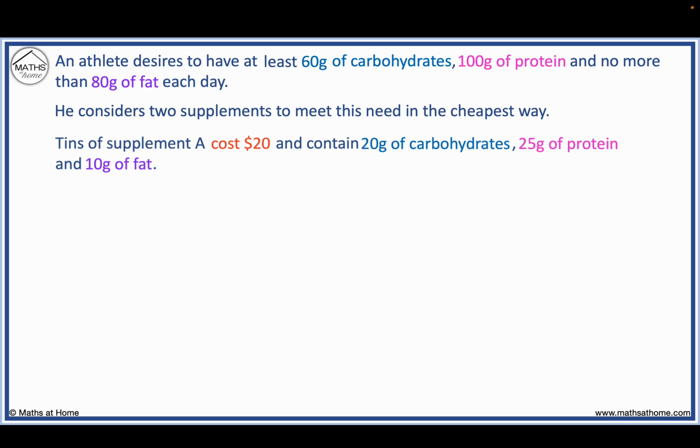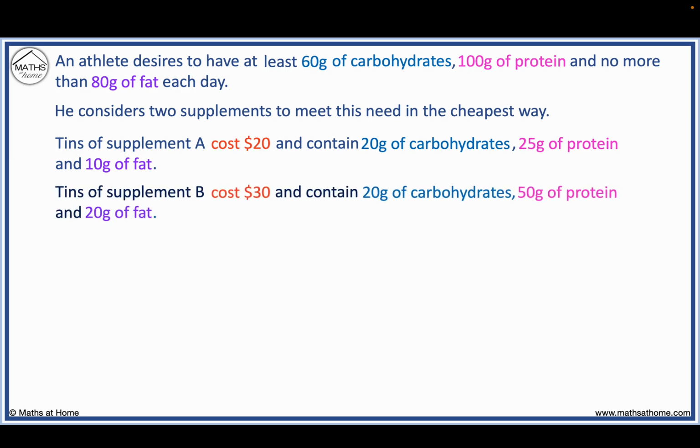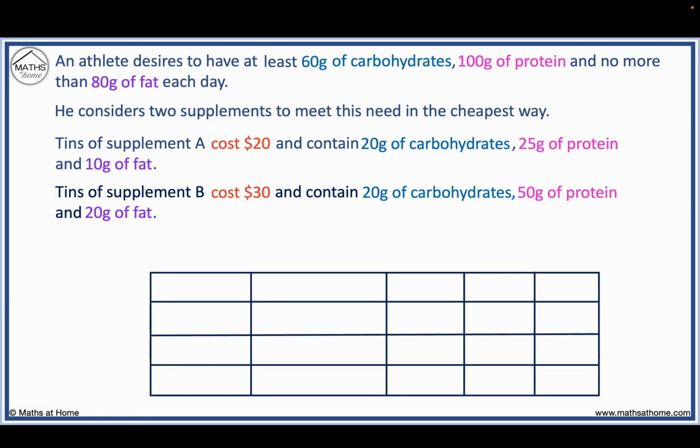Tins of supplement A cost $20 and contain 20 grams of carbohydrates, 25 grams of protein, and 10 grams of fat. Tins of supplement B cost $30 and contain 20 grams of carbohydrates, 50 grams of protein, and 20 grams of fat. We first make a table listing these details. We have tins A and B, and they contain carbohydrates, protein, and fat. We also list their cost.